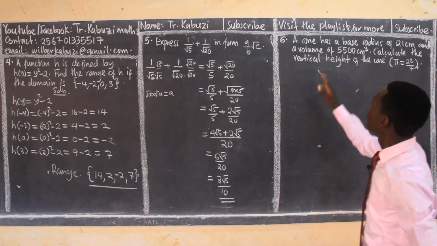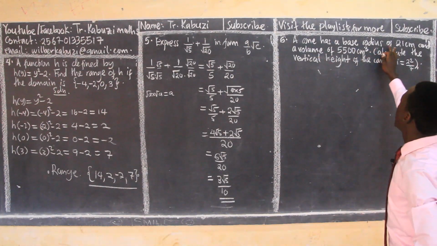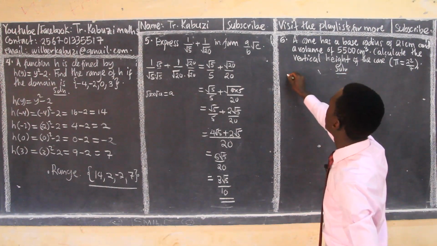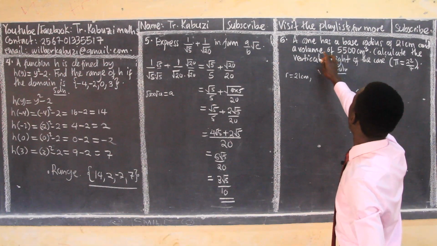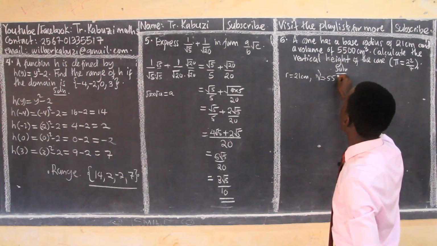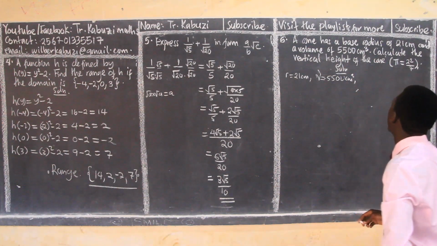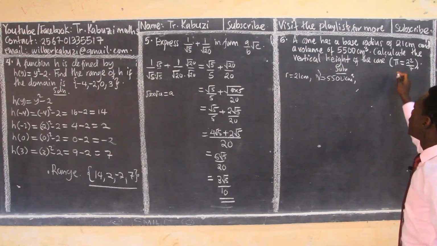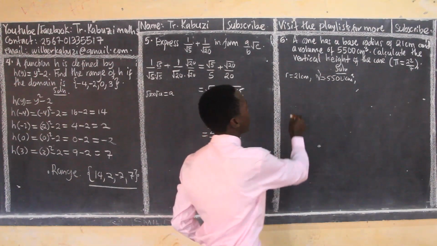Now we come to this one. I think it was very direct. A cone has a base radius 21. So we summarize. Our radius is 21. And the volume, so our volume is 5500 cubic centimeters. Find the height, calculate the vertical height of the cone, given that pi equals to that. Of course, we all know how we get the volume.